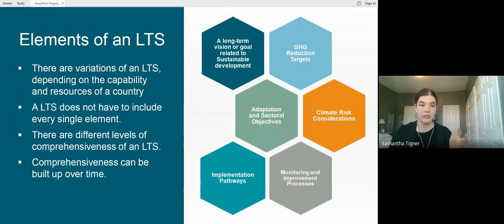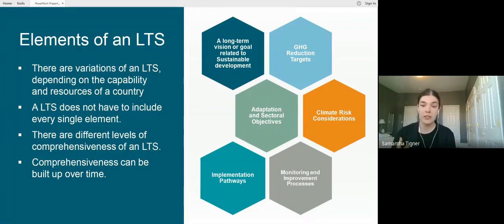First and foremost, at the top, that dark green, turquoise box is a long-term vision or goal related to sustainable development. We've already touched upon this. This is the crux of what a long-term strategy is. But as I've said, this is the big picture. What is it the country wants to do? What are its main goals? In 30 years, at 2050, what would you like to have achieved?